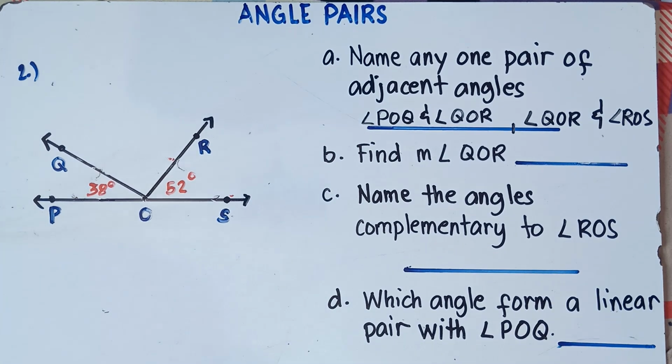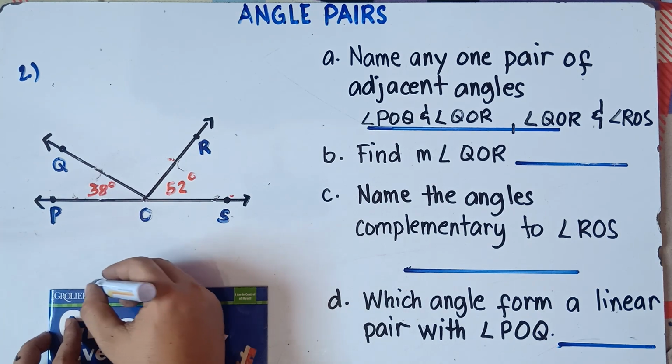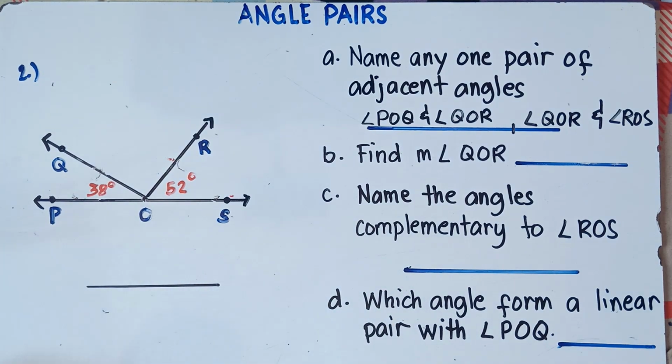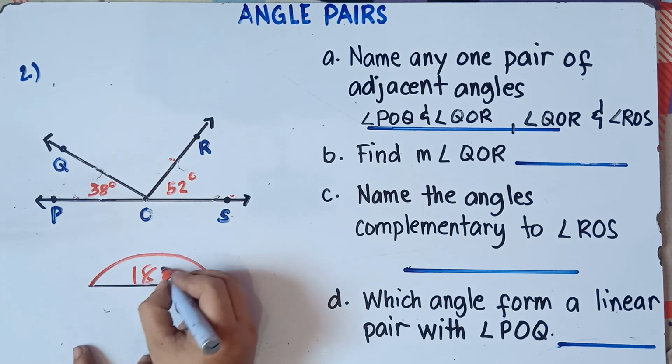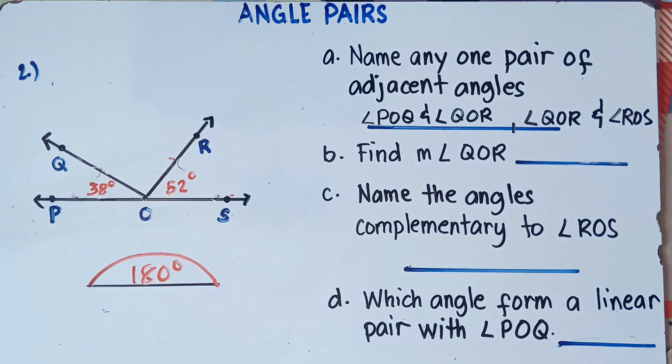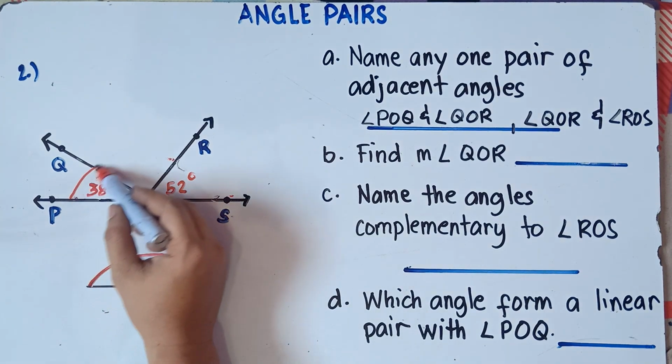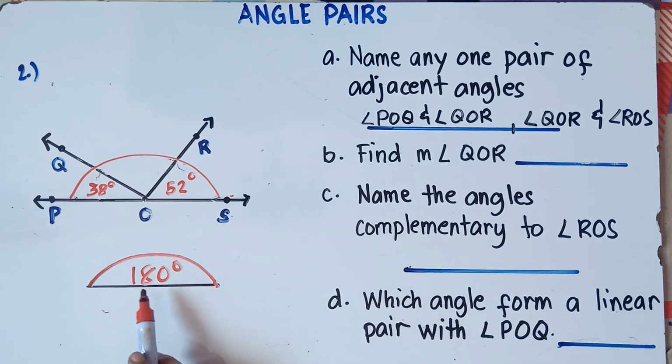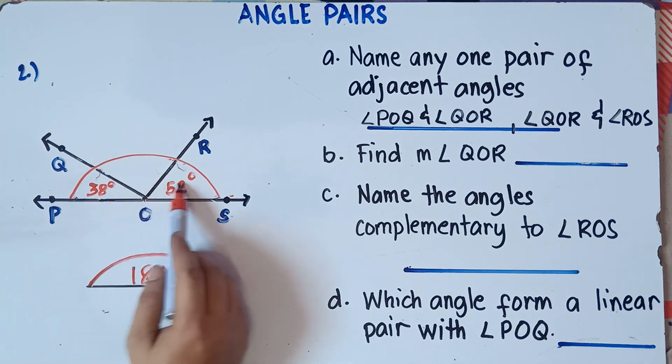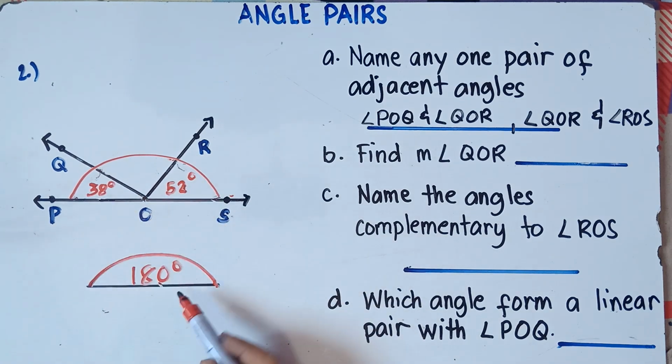Always remember, class, that if you have a straight line, you can form a straight angle. And a straight angle is always 180 degrees. So therefore, the thing that we will do is add these up, and then subtract it from 180. So let's add this up.